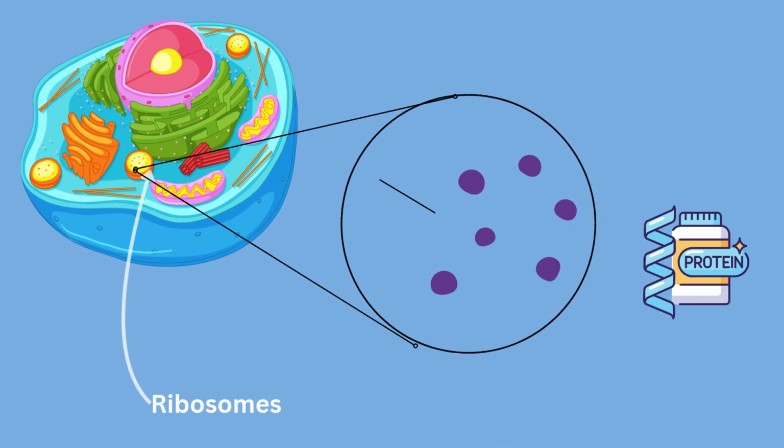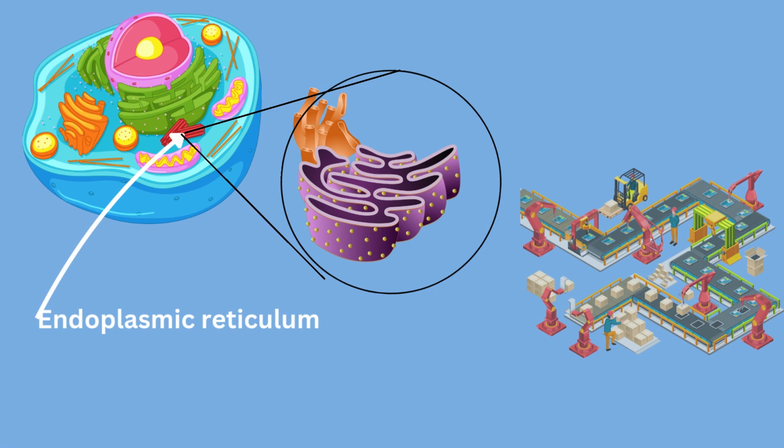3. Ribosomes. Ribosomes are small, protein-producing factories in the cell. They read genetic instructions from RNA and assemble amino acids into proteins, which are essential for the cell's growth, repair, and overall function. 4. Endoplasmic reticulum, ER.